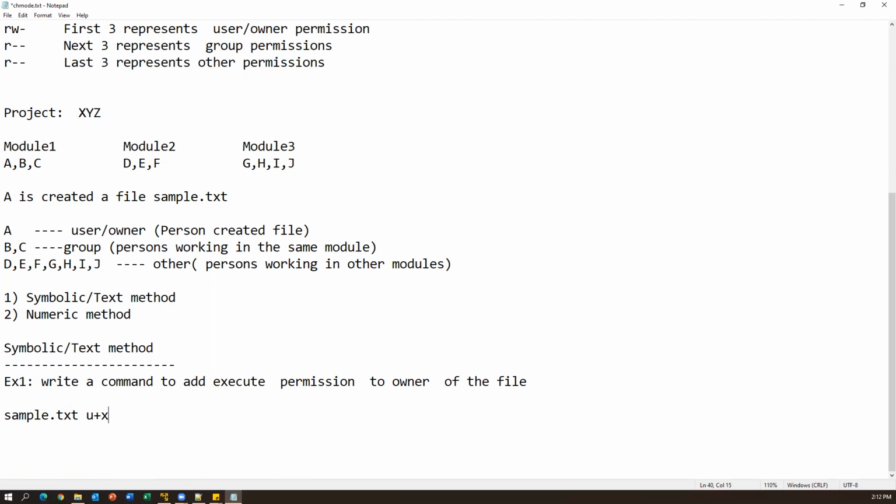X. X is representing execute permission. So sample chmod command we have to use. chmod, and first we need to give the expression, then name of the file. So chmod add execute permission to the users on this particular file, sample.txt. Okay, so this is a command which we can write.